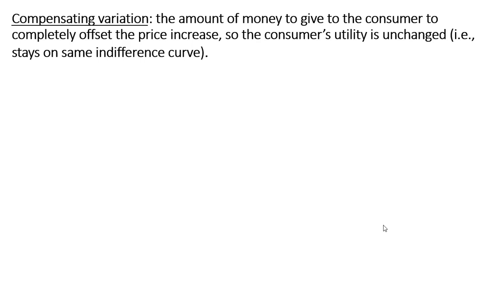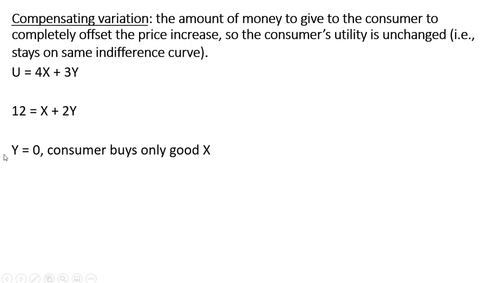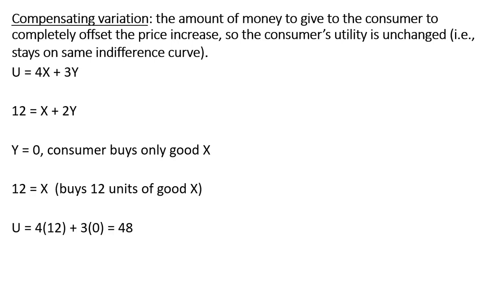Here's our utility function, our budget constraint, and as we said earlier, the consumer will not buy any good Y, so the consumer buys only units of good X. And if you spend all your money on good X, so Y is zeroed out here in the budget constraint, X will equal 12. So the consumer will buy 12 units of good X. And the utility at 12 units of good X and 0 units of good Y is 48. So let's set utility equal to 48, setting Y equal to 0. Solving for X, X equals 12.